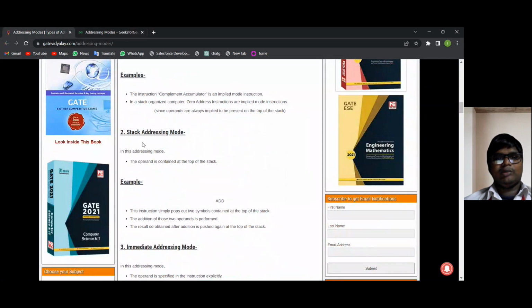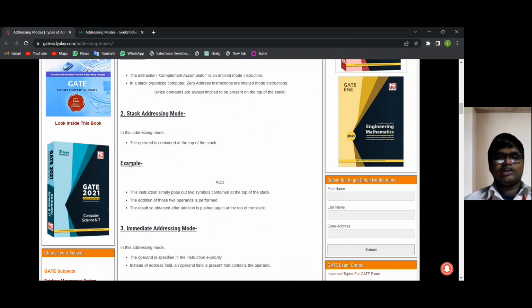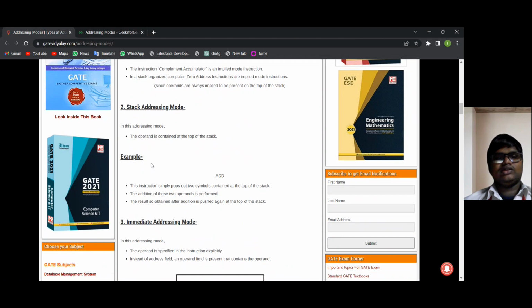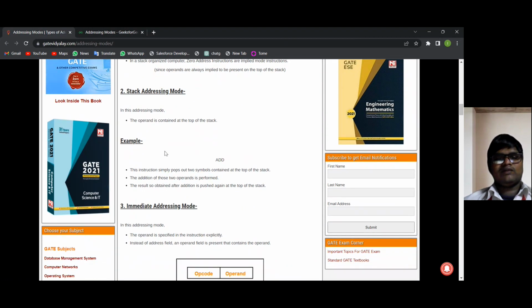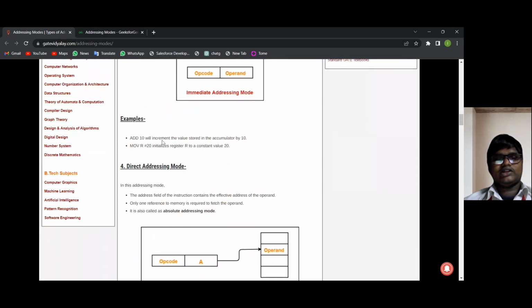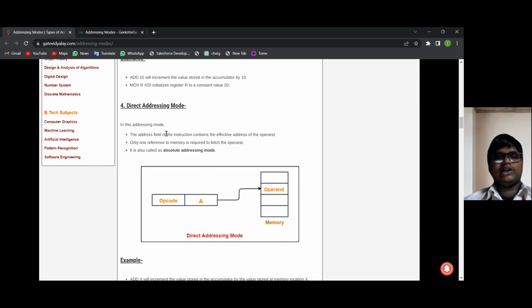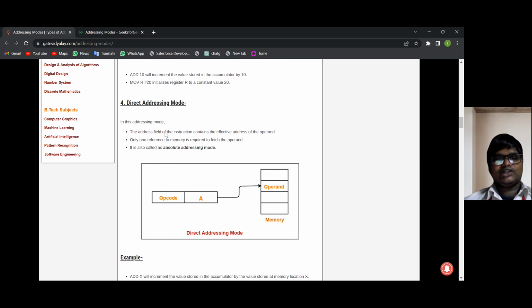In this addressing mode, the operand is contained at the top of the stack. Example, ADD. This instruction simply pops out two items contained at the top of the stack. The addition of the two items is performed. The result so obtained after addition is pushed again to the top of the stack. So let us move to the next. Direct addressing mode. In this direct addressing mode, the address field of the instruction contains the effective address of the operand. Only one reference to memory is required to fetch the operand. It is also called absolute addressing mode.